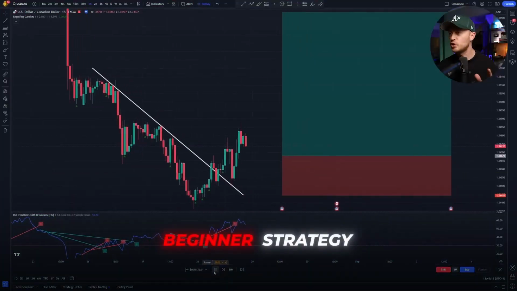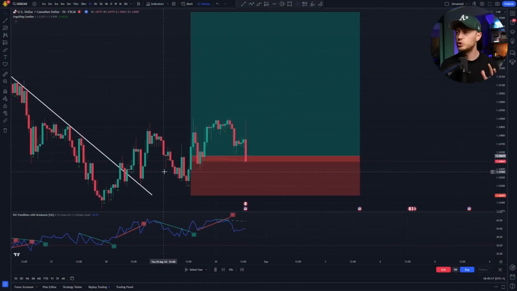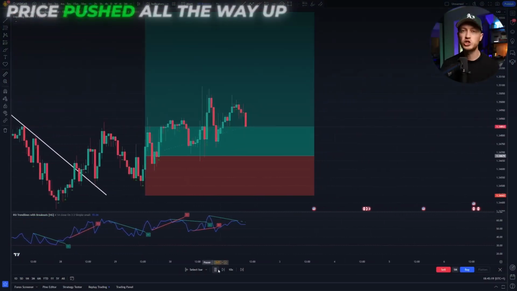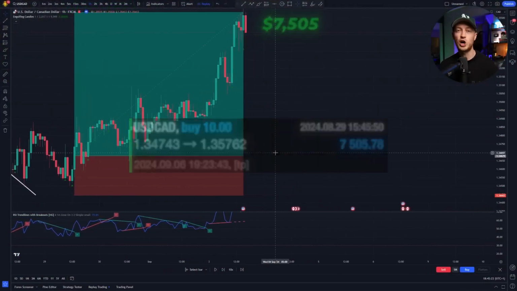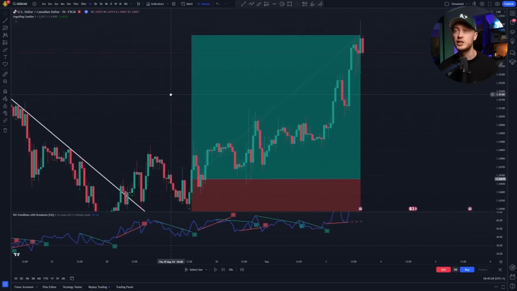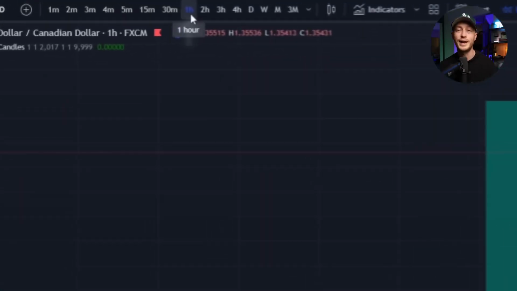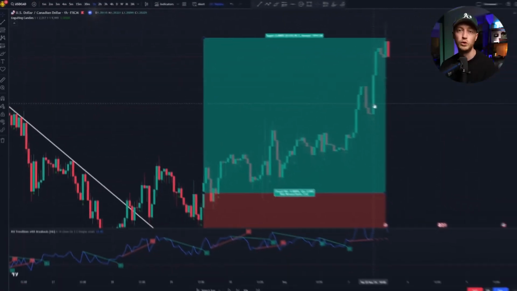Starting with the beginner trading strategy, you can see I have a trend line break. This is the trade that I showed you in the introduction. Price pushed all the way up and smashed my take profit here for $7,500 and 85.5 pips. Now, in order for you to do this, the first thing you need to do is set your time frame to 1 hour. Because we are swing trading, we're looking for those long, big moves in the market.